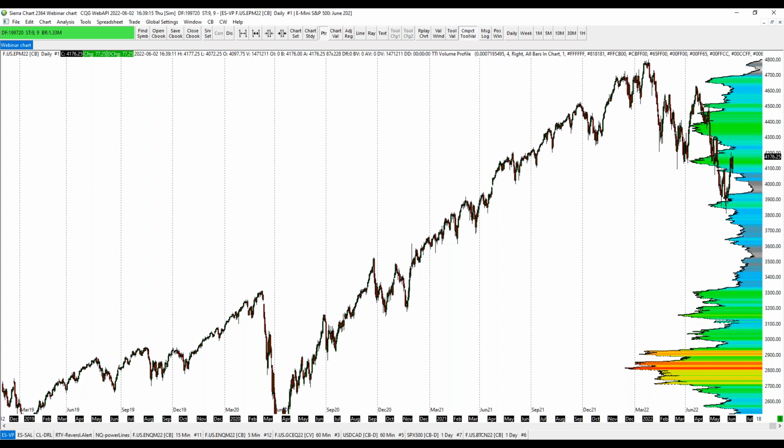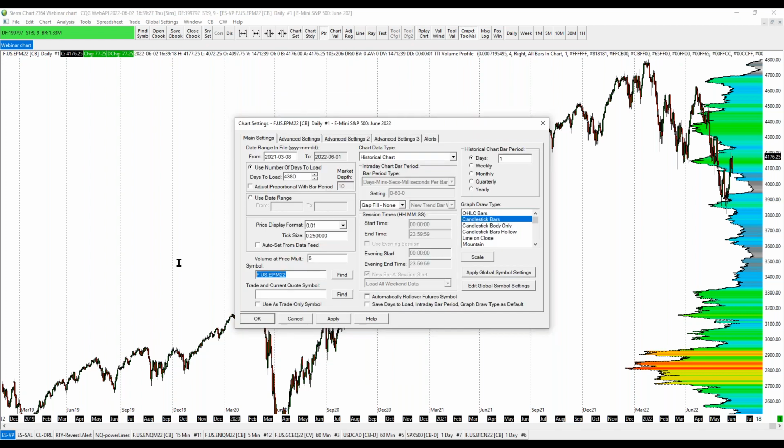Where's my crude? Chart settings. Just give me a second, I'll show you. Let's assume this is the crude. I'm changing to the crude. I'll show you why I anticipated, and I posted that.